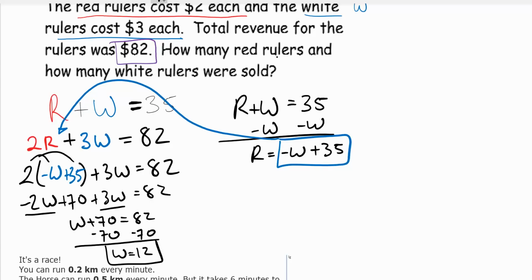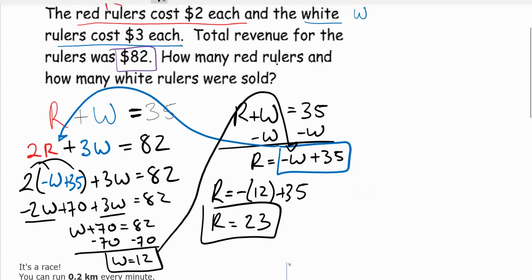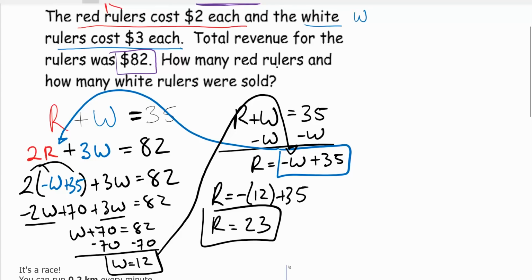If W is 12, we can substitute it into this equation, R equals negative W plus 35, and we get, substituting in a 12, R equals negative 12 plus 35, which makes 23. So that's 23 red rulers and 12 white rulers. That adds together to make 35 rulers total. So that's substitution. We can do the same thing with elimination.